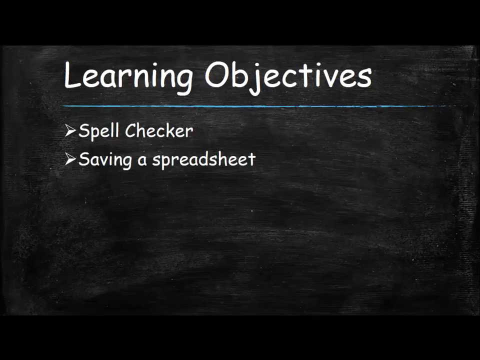Now, we also learned how to save a spreadsheet. We learned that there are 3 key pieces of information: where you're going to save it, what the name of it is going to be, and what type it's going to be. There are a lot of different types that we can save it as, and we're going to have that opportunity throughout this set of videos in the future.